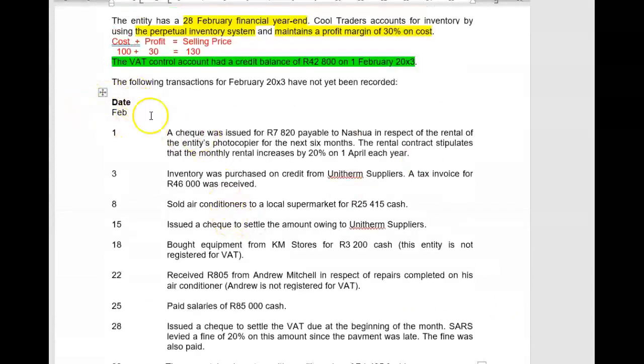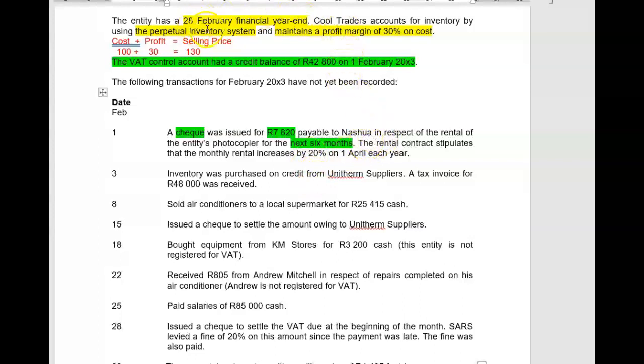Good. Let's see what happened on the 1st of February. A check was issued for 7,820. If a check was issued, it means that we've made a payment of 7,820 Rand to Nashua in respect of the rental of the entity's photocopier for the next 6 months. 1st of February, we pay the following 6 months. So it will be February and then 5 months in advance.